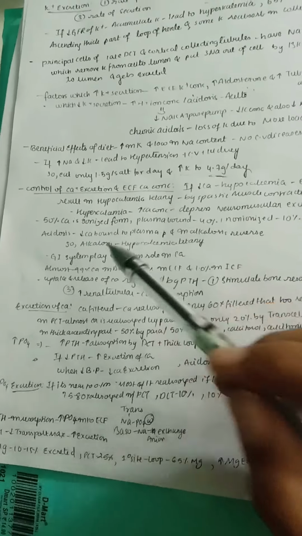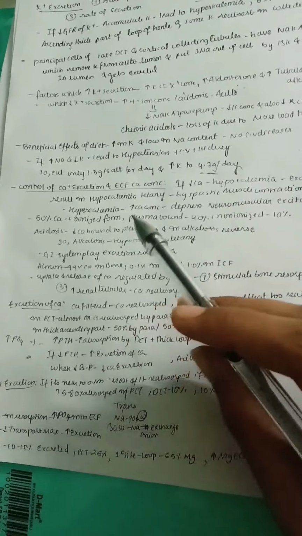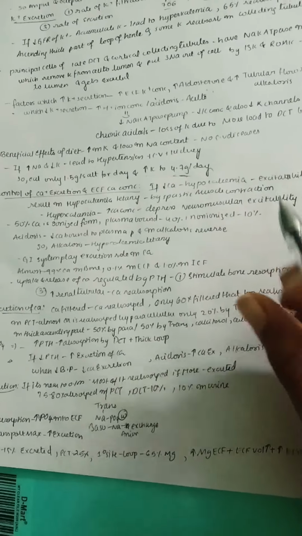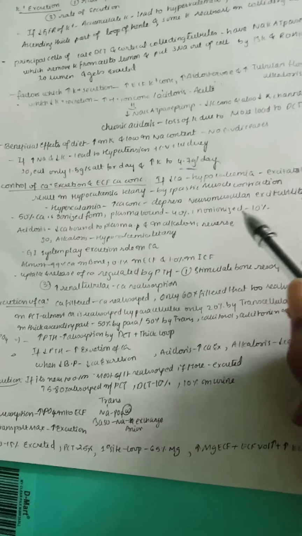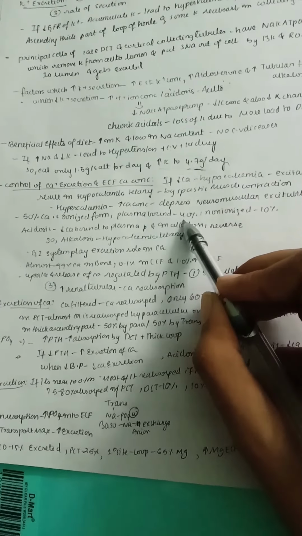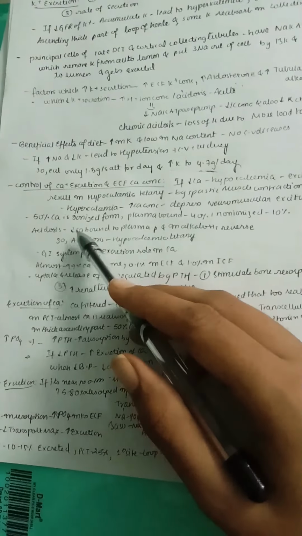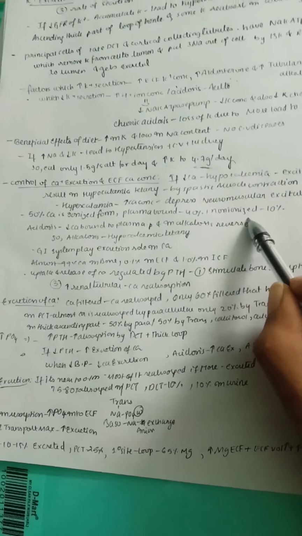About 50% of calcium is in the ionized form, whereas the plasma protein-bound calcium is about 40%, and in the non-ionized form we have only 10% of calcium. The plasma-bound calcium can't pass into the kidney, whereas the ionized form can pass, and even the non-ionized form can pass.